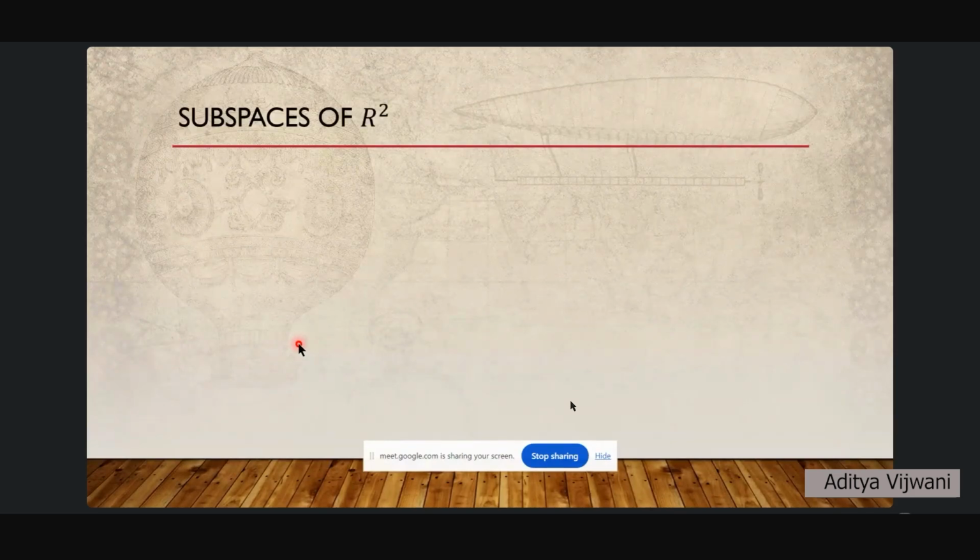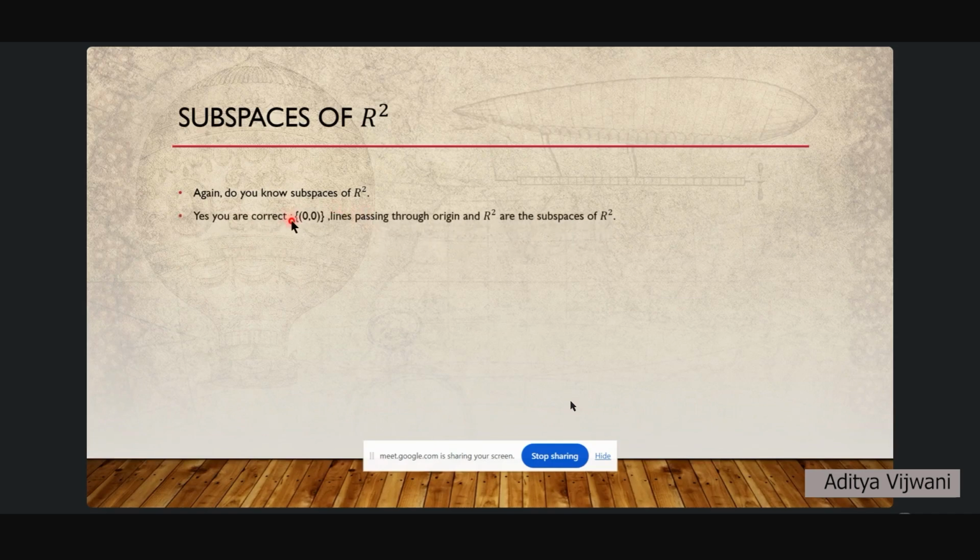We now come to subspaces of R2, which is kind of central to this talk, and we'll see many aspects geometrically and theoretically in that. So again, I start by asking you, do you know any subspaces of R2? Zero, R, and R2 itself. Okay, you're partially correct. It's the zero vector, all the lines passing through the origin, and R2.